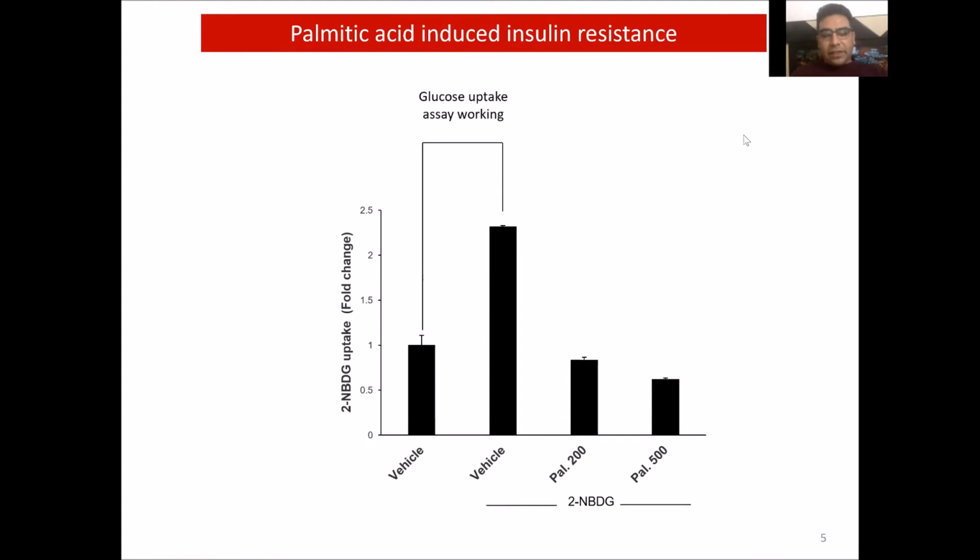Then we gave the palmitic acid in 2 different concentrations, where we found that both concentrations, 200 and 500 microgram, lead to insulin resistance.